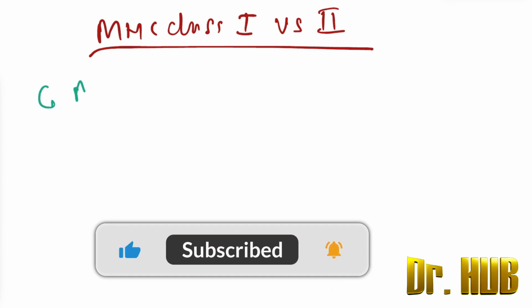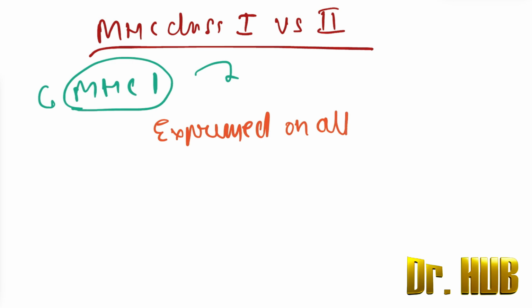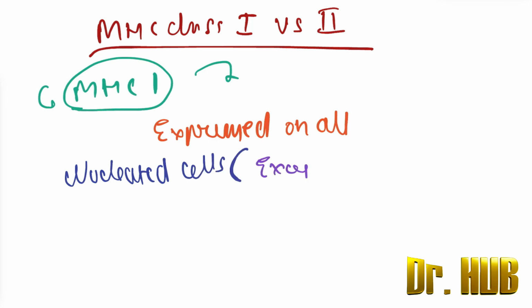MHC class 1 is expressed on all nucleated cells. There is an exception, which is the sperm. Next, it is also found on platelets.